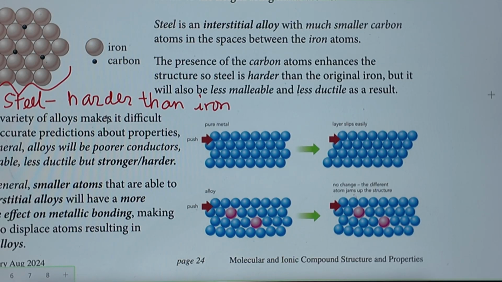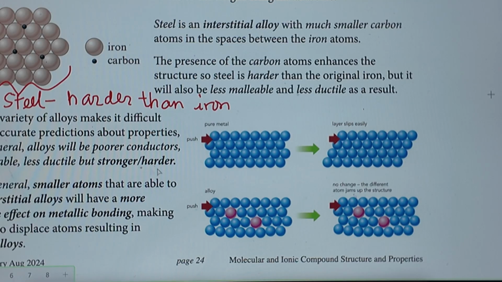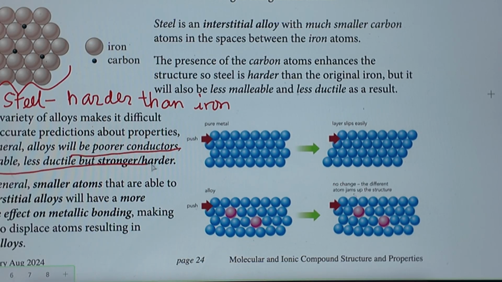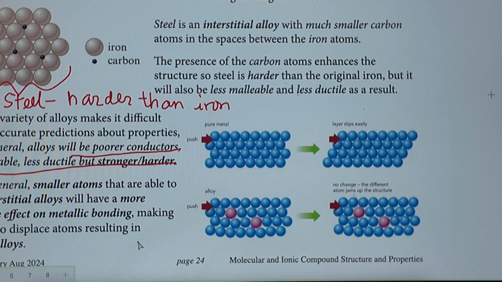Okay, the wide variety of alloys makes it difficult to make accurate predictions about properties. But in general, alloys will be poorer conductors of electricity, less malleable and less ductile, but much stronger and harder. Also in general, smaller atoms that are able to form interstitial alloys will have a more disruptive effect on metallic bonding, making it harder to displace atoms, resulting in stronger alloys.